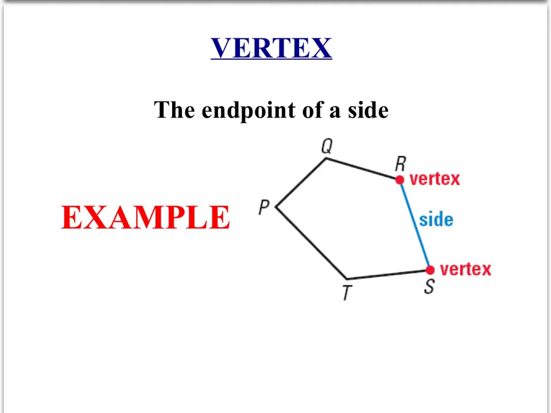So we want to look at what a vertex is in terms of our polygons. A vertex is just the endpoint of a side. So here we have the side RS, and the endpoints are the vertices. So R is a vertex and S is a vertex.